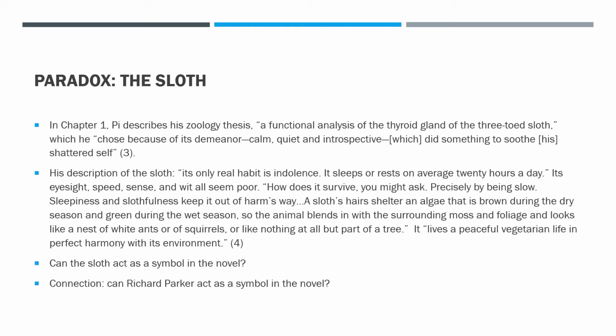How does it survive, you might ask? Pi says, "Precisely by being slow. Sleepiness and slothfulness keep it out of harm's way." A sloth's hair shelters an algae that is brown during the dry season and green during the wet season. So the animal blends in with the surrounding moss and foliage and looks like a nest of white ants or squirrels, or like nothing at all but parts of a tree. It lives a peaceful vegetarian life in perfect harmony with its environment.